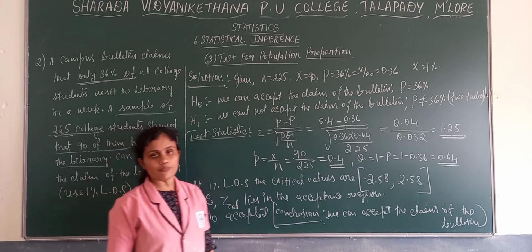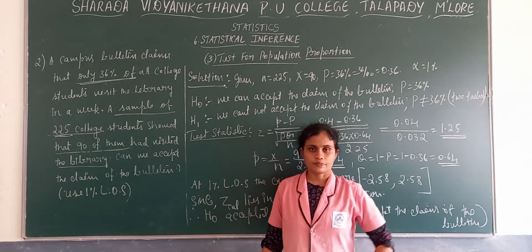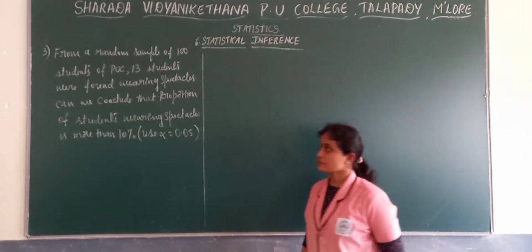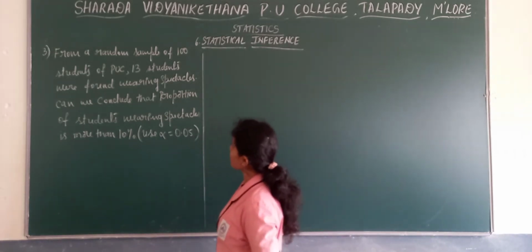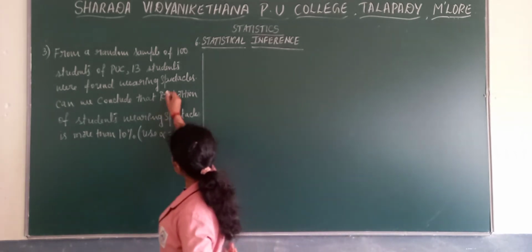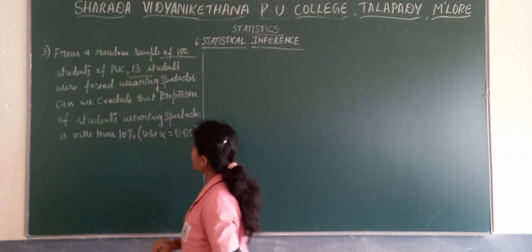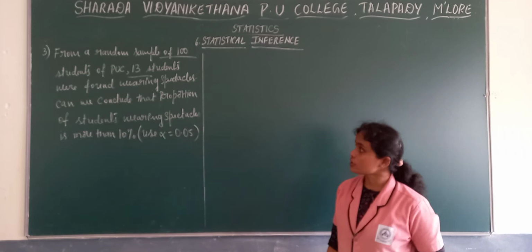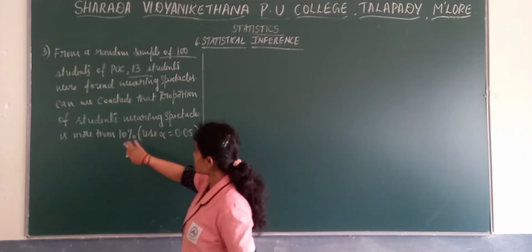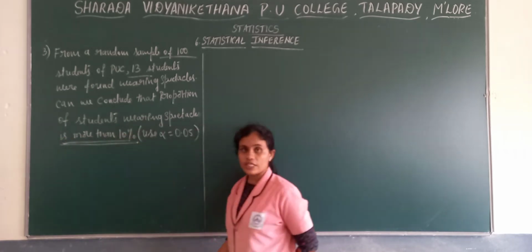Now we'll see one more problem under population proportion. We'll see the next problem: from a random sample of 100 students of PUC, 13 students were found wearing spectacles. Can we conclude that the proportion wearing spectacles is more than 10%? Here there is the phrase "more than 10".